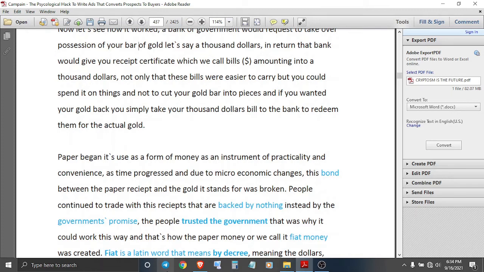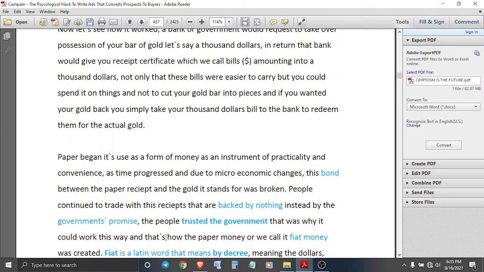Your paper bills are now being backed by your gold in the hands of the government. So we went from people redeeming their gold for paper bills to their gold backing the paper bills that are used as a medium of exchange. So there was something backing the paper bill that we were using then.